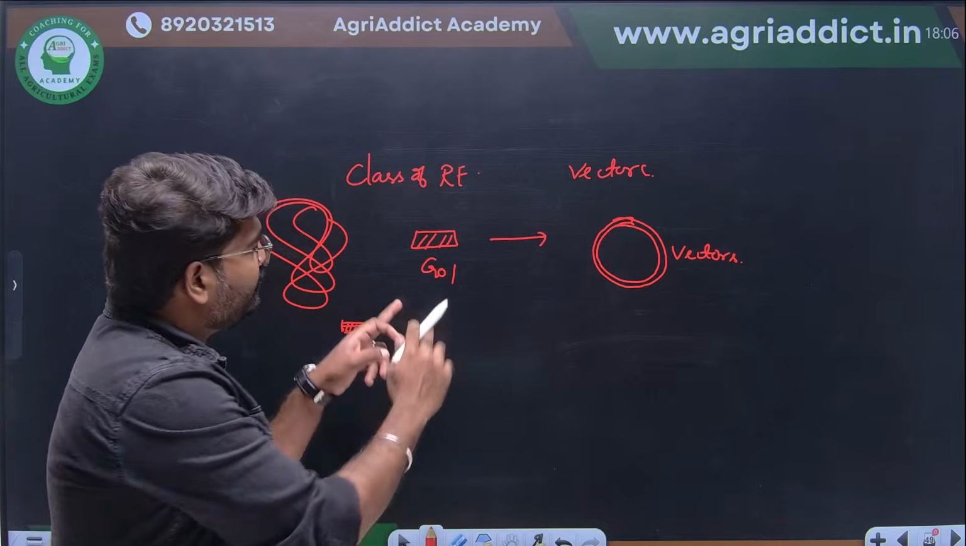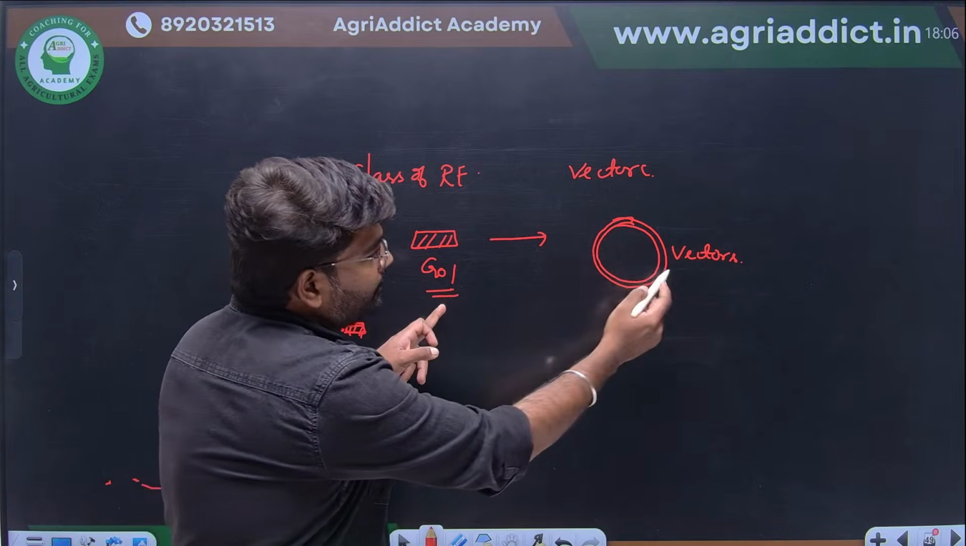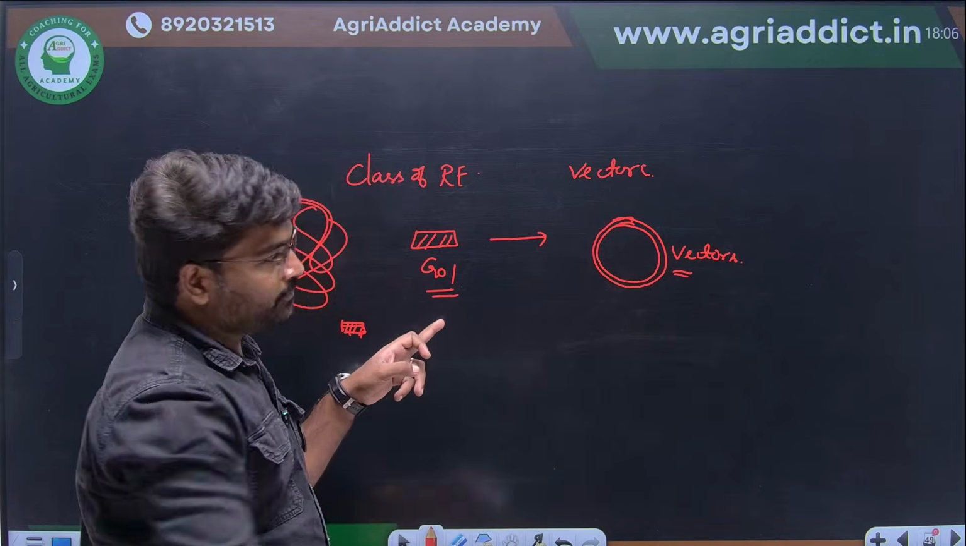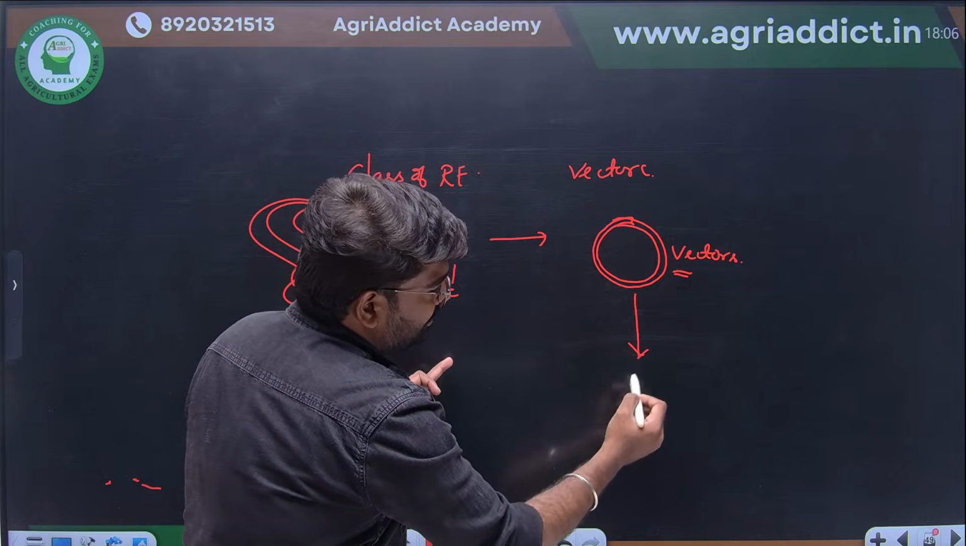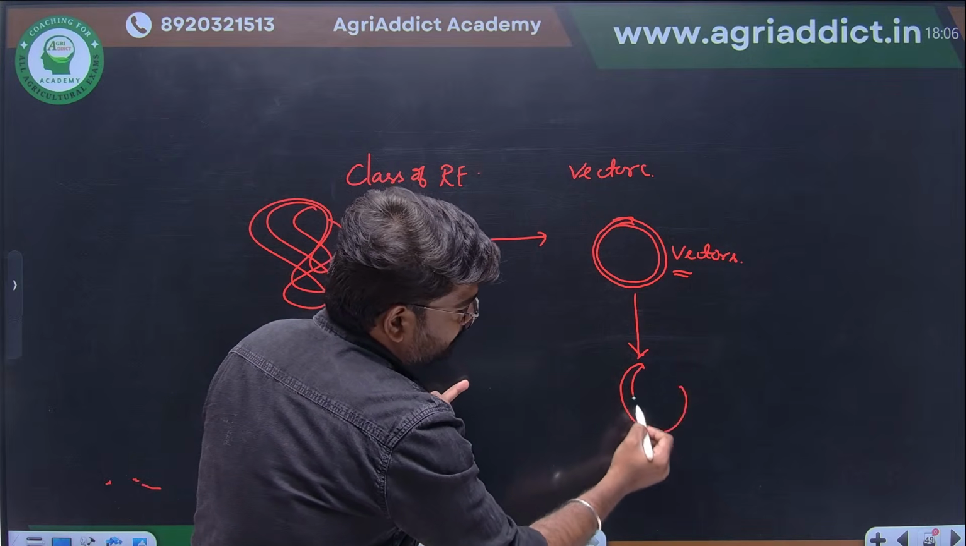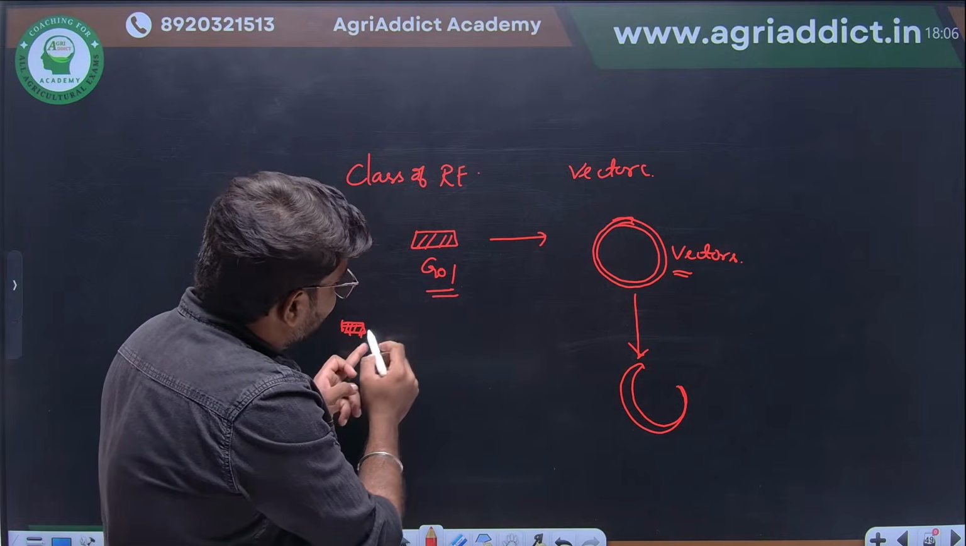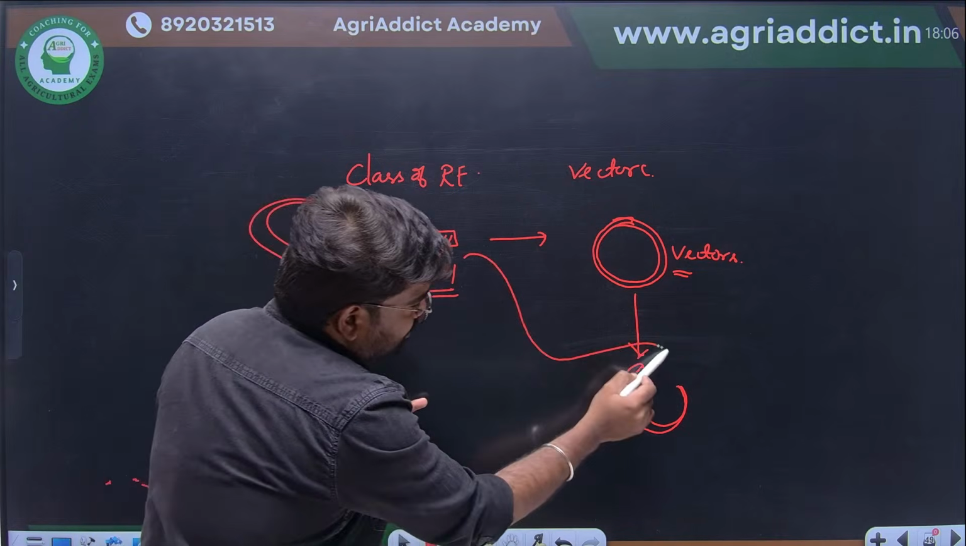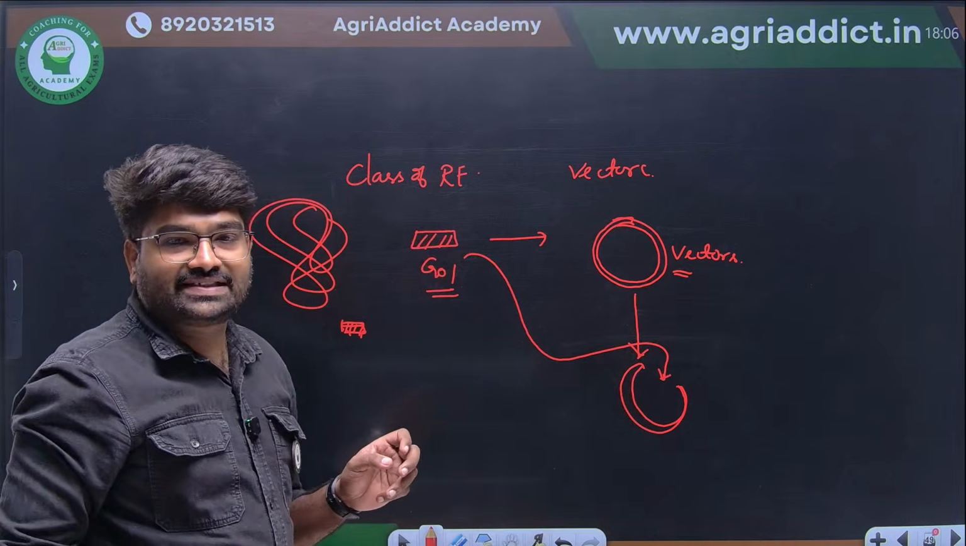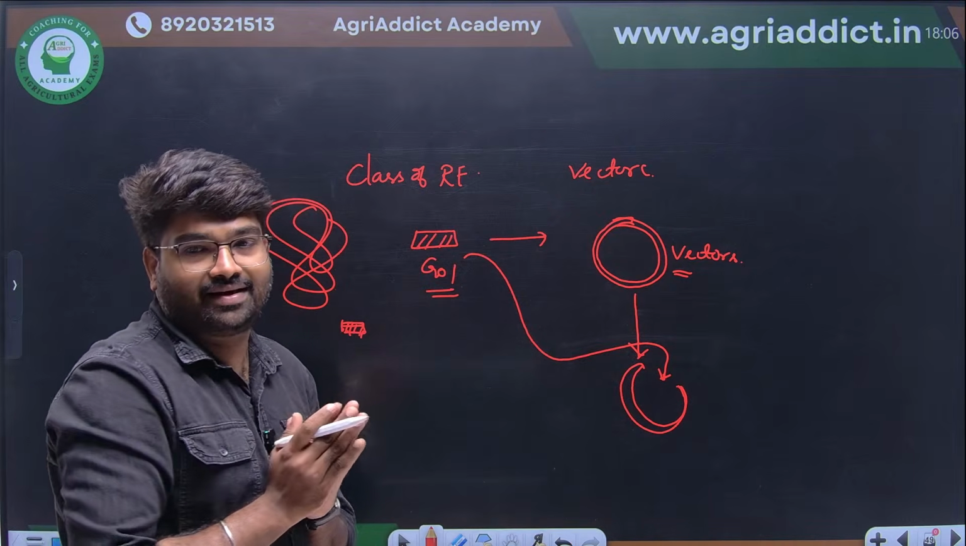If this gene of interest has to be ligated in the vector, first the vector has to be cut with the restriction enzyme. I have cut it with restriction enzyme. So this gene of interest has to be ligated here. So DNA ligase enzyme I will use. Here comes another key thing.